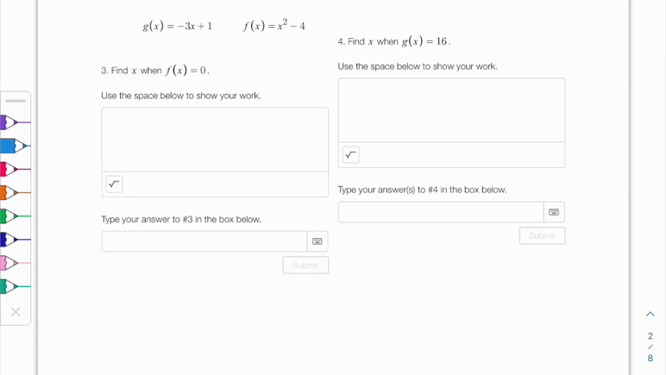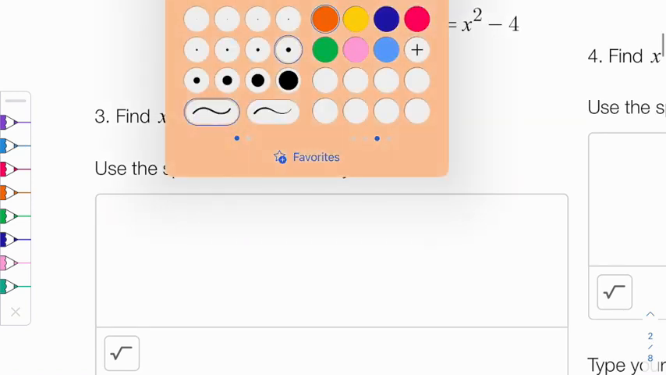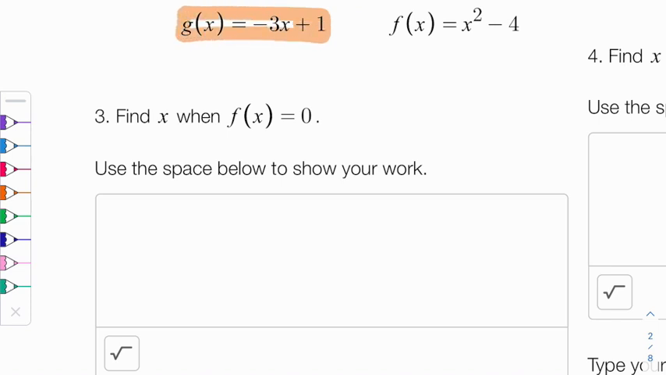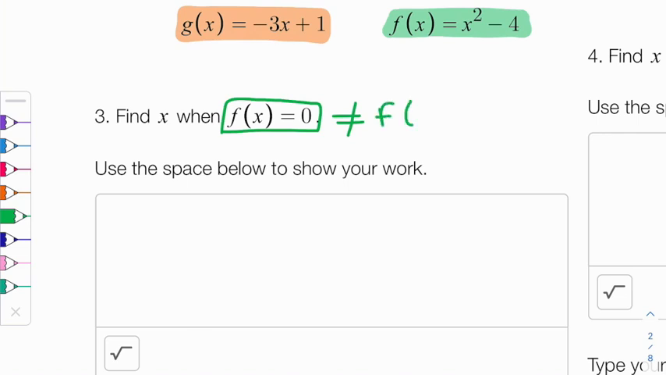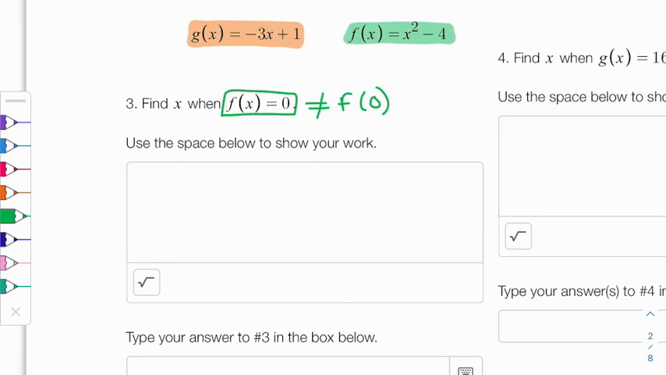Here is sort of a different type of problem. Notice here, this is saying find x when f of x equals 0. This is not the same. g of x was orange and f of x was green. I'm going to keep that consistent. So notice that this is not the same as this. Those two are very different. We've compared and contrasted things like that in class. Those two are not the same. f of x equals 0 means set the function equal to 0.